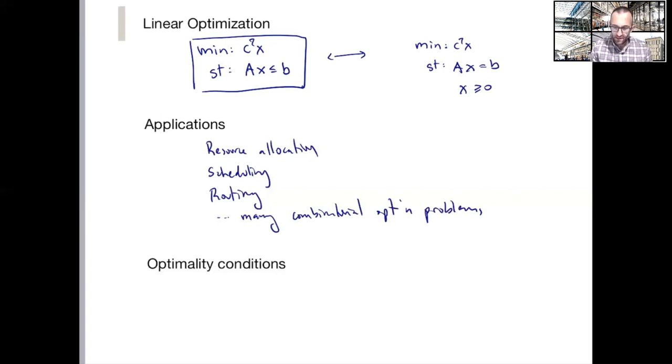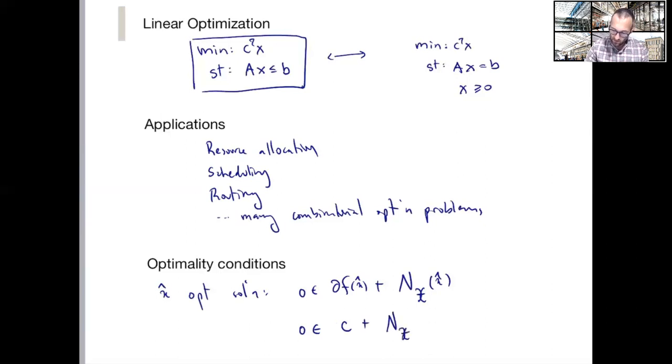Just as practice, let's write down the optimality conditions. So x hat is an optimal solution if, we've done this many times, 0 is an element of the subdifferential of f at x hat plus some element of the normal cone at x hat. So what's the subdifferential? It's quite easy. It's just the vector c. 0 is an element of c plus something in the normal cone.